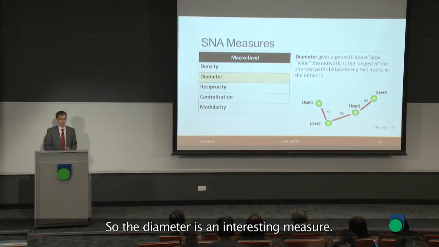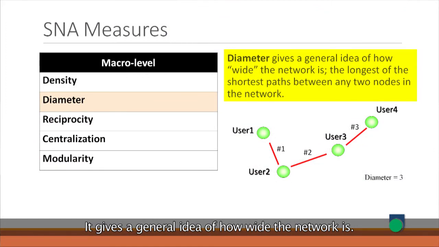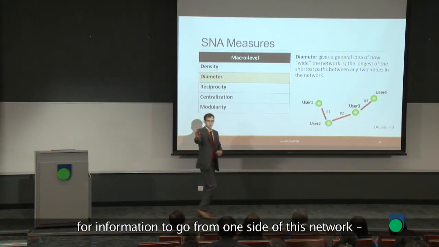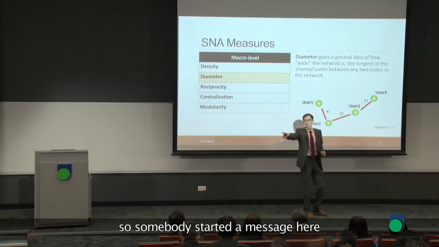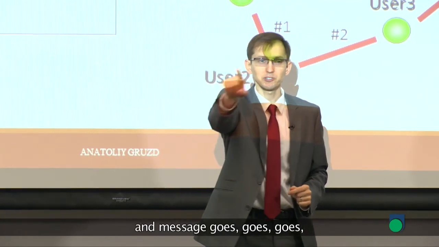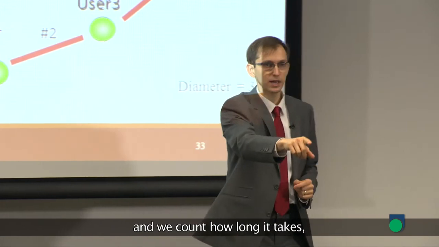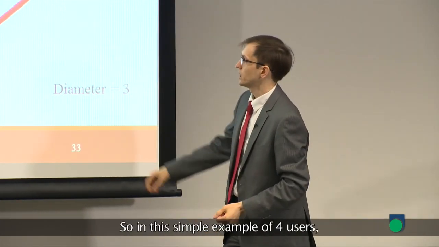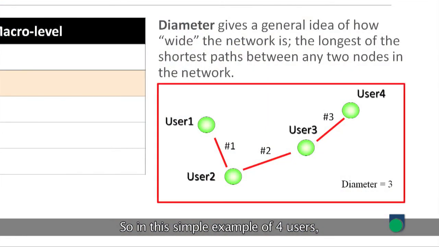So diameter is an interesting measure. It gives a general idea of how wide the network is. And it's important because it shows how long it would take for information to go from one side of this network to the other. So let's say this is a network. Somebody started a message here, and the message goes, and we count how many connections it takes to get it to the end of this network. So in this simple example of 4 users, you have the diameter equal to 3.